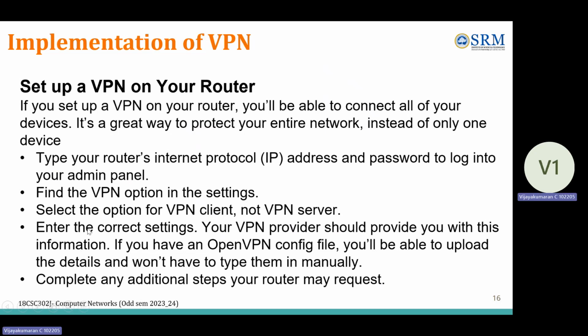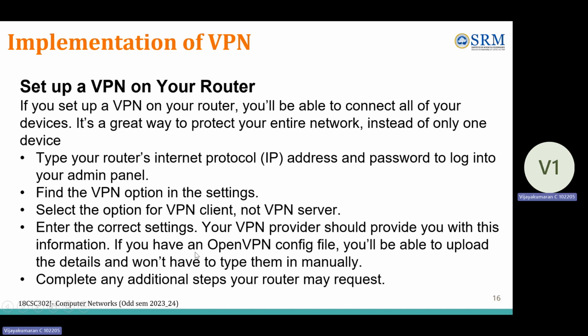So type your router's internet protocol address and the password to log on to your admin panel in your router. Then find the VPN option in the settings part of the screen. Then select the option for VPN client. Since the router is connected with the client, you go through the VPN client options that are listed on your screen. Then you select the correct settings and enter your VPN details in the settings part.